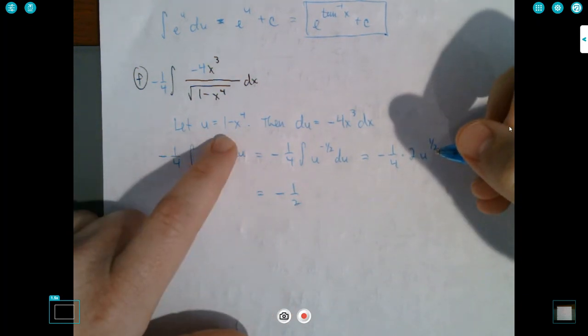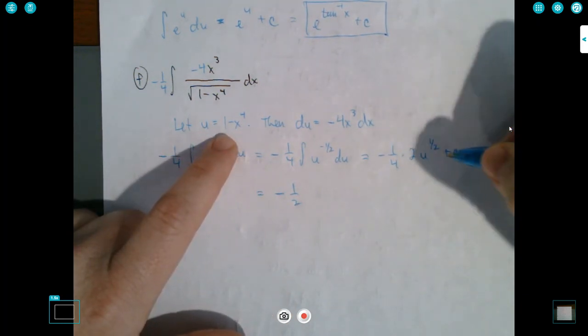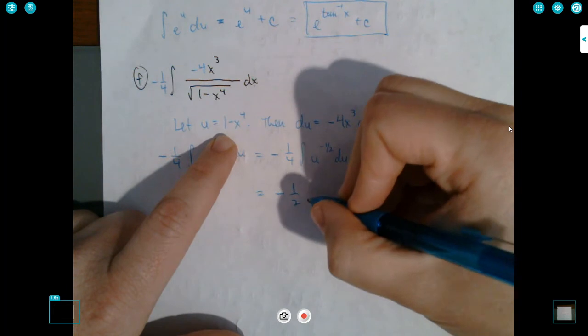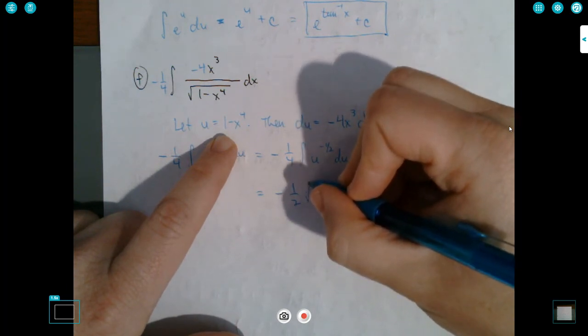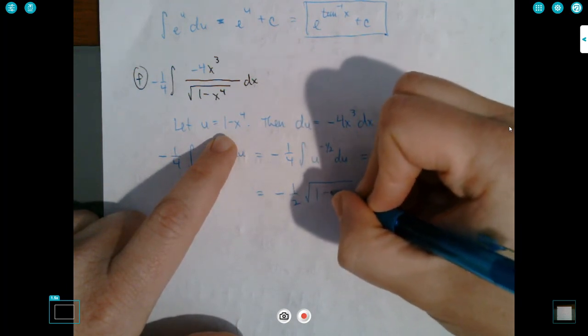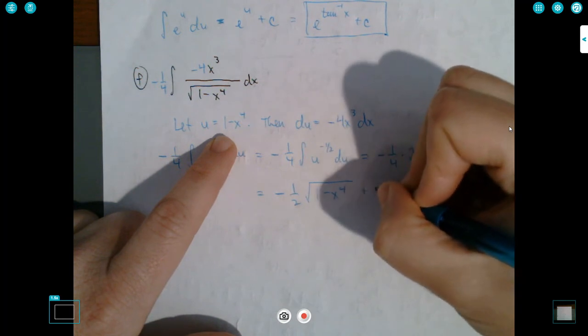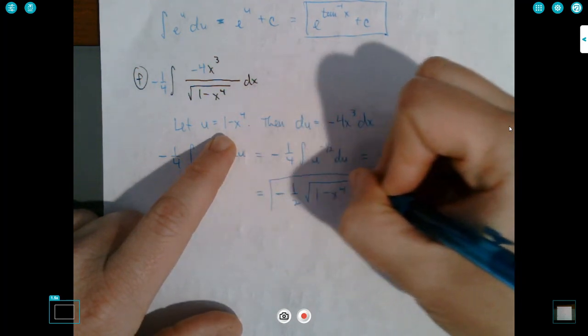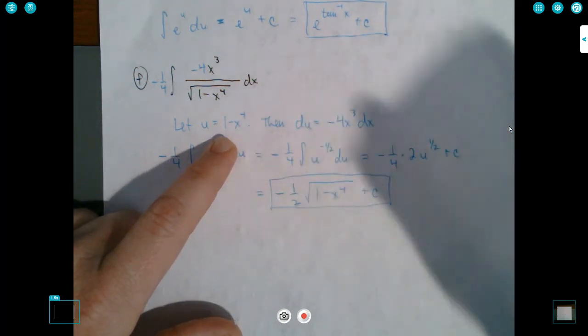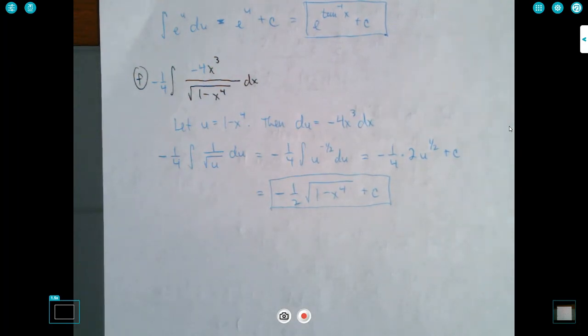u I can replace with 1 minus x to the fourth, and raising that to the 1/2 power is the same thing as taking the square root. So I'm going to get negative 1/2 times the square root of 1 minus x to the fourth power plus c. And there's that one.